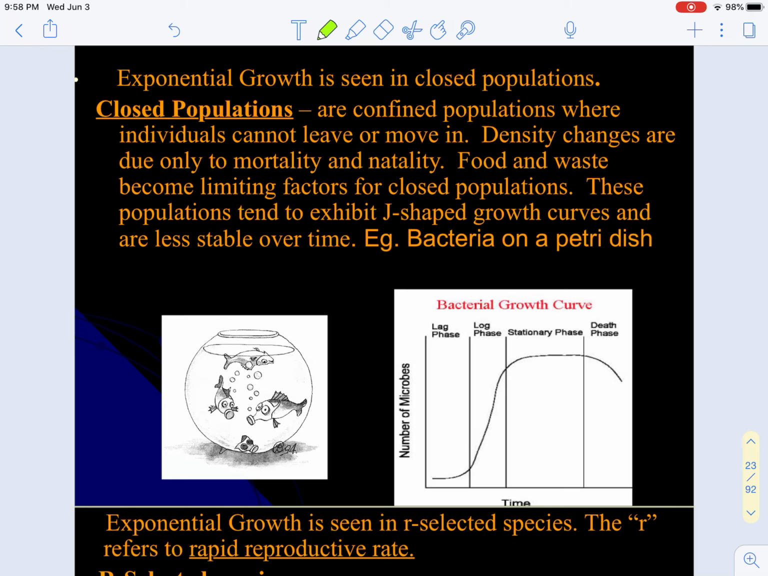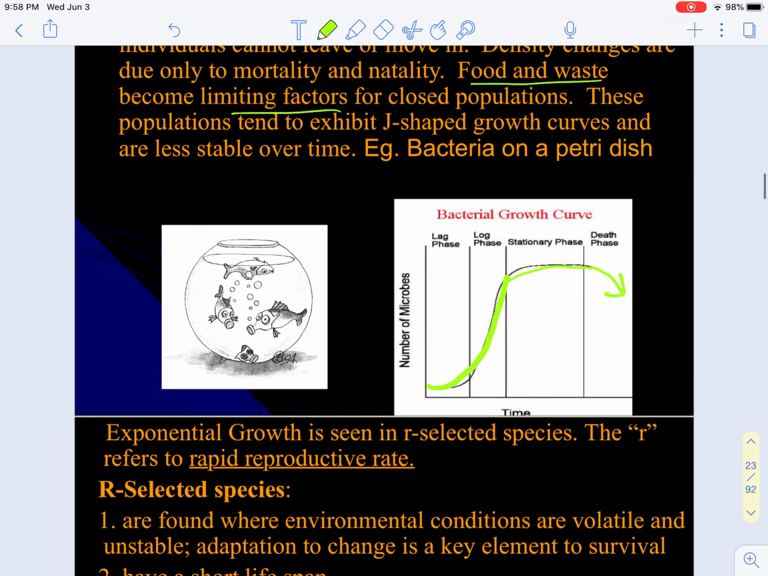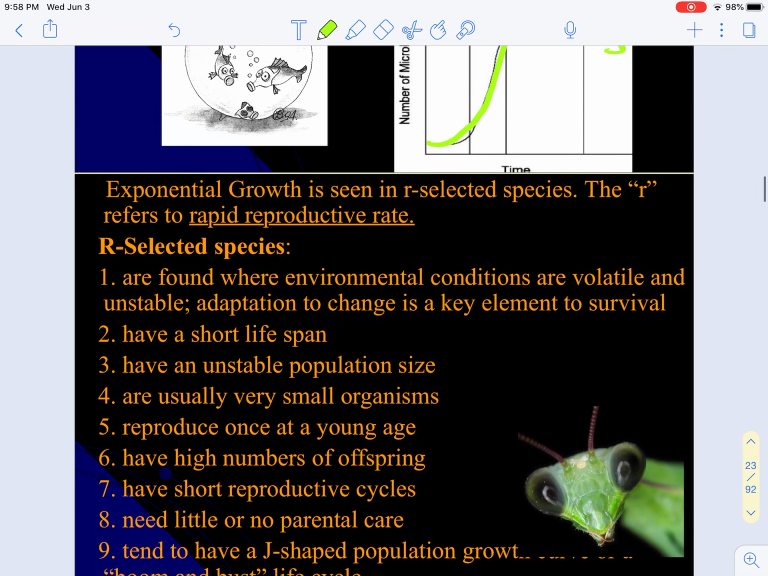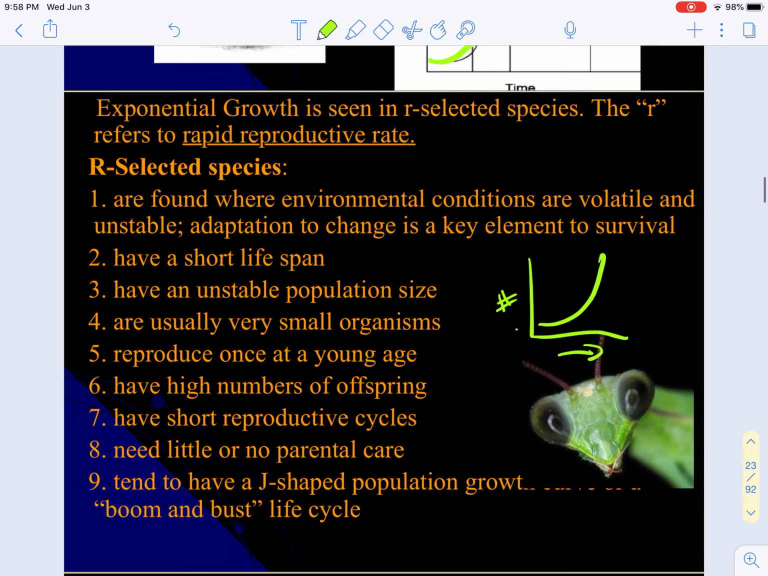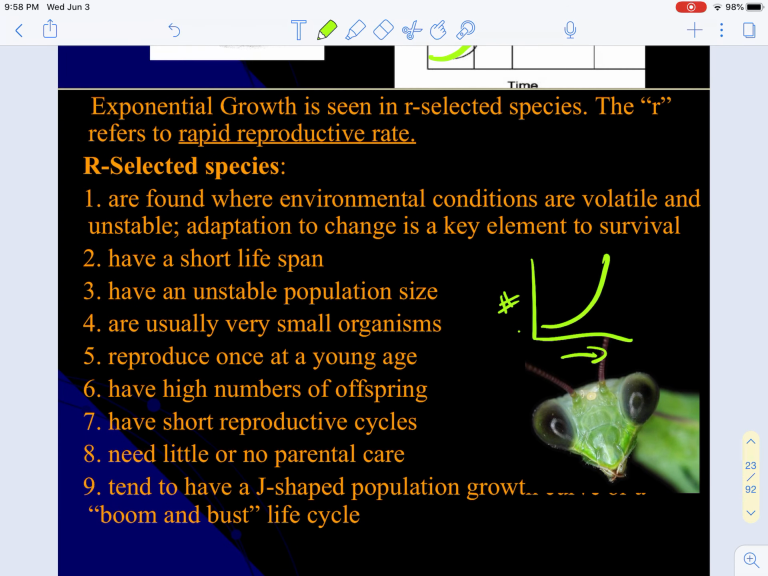Okay, exponential growth. This might be found in confined populations like a petri dish, and food and waste end up being limiting factors if it's in a closed population like a petri dish. And those organisms may have this J-shaped growth, but eventually they may also die out if they don't get any fresh resources. So in terms of the J-shaped growth pattern, and remember this is as time goes on, this is the number of organisms.